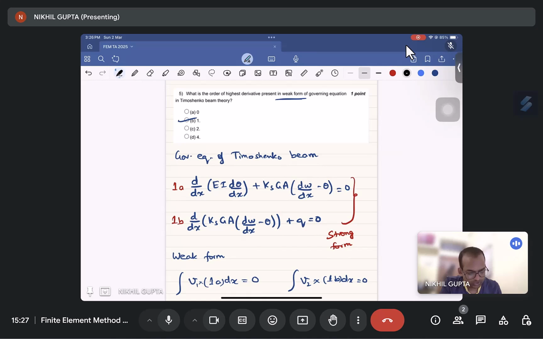These are the two strong form equations we have written. Directly by looking, we can understand what the highest order derivative is in these two differential equations. In the weak form, we got the highest order as 1. What about this?